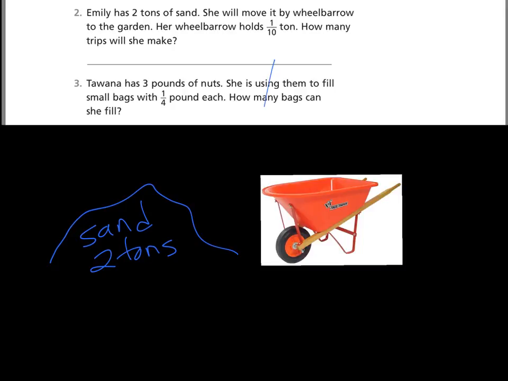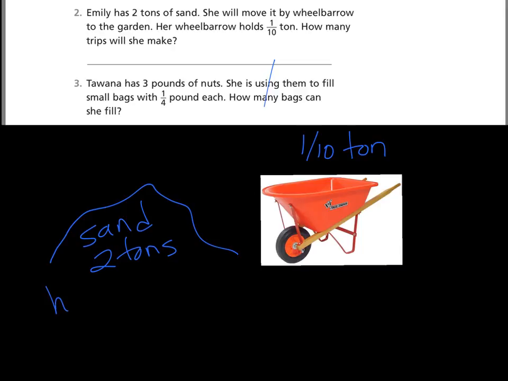So I have this mountain of sand. This mountain of sand is 2 tons. And I have this wheelbarrow. And my wheelbarrow will only hold 1/10 of a ton per trip. But I have 2 tons, so clearly I can't take it all in one trip. I'm going to have to divide my sand up into smaller amounts. In fact, I'm going to have to divide them into 1/10.